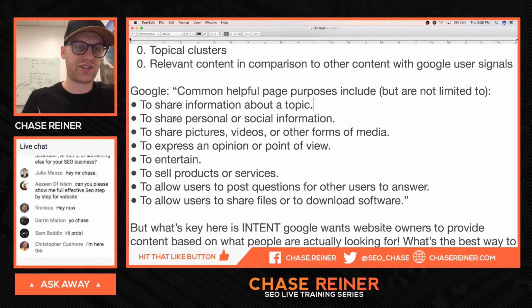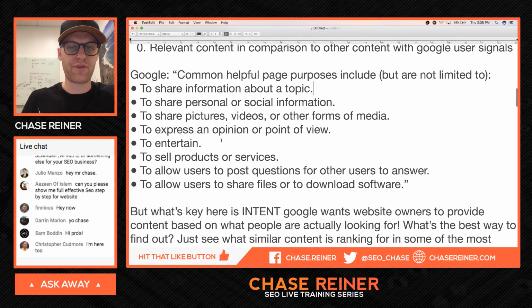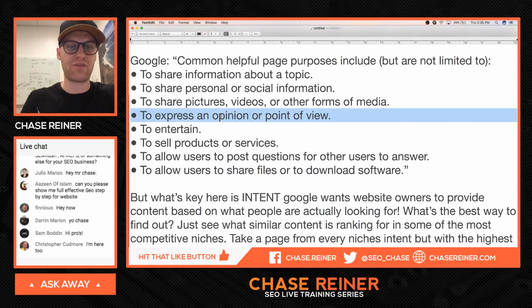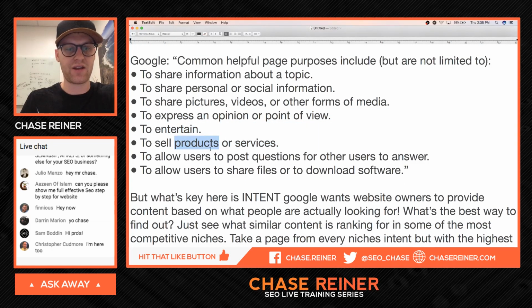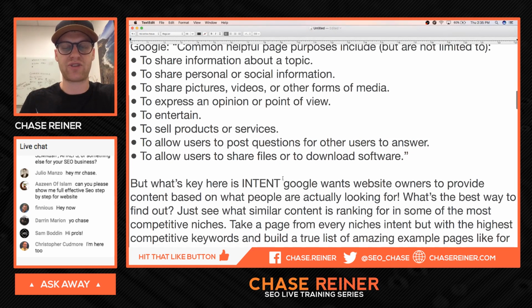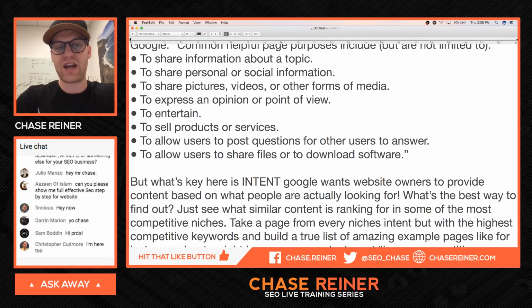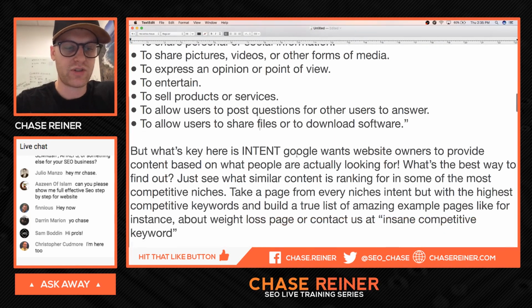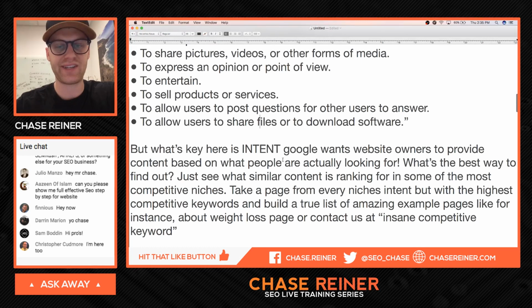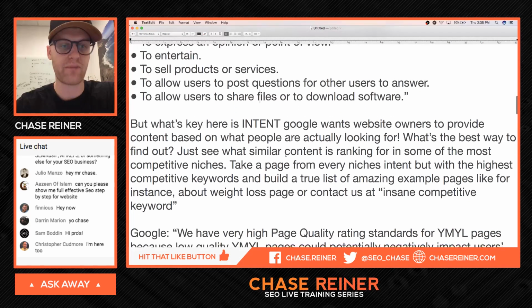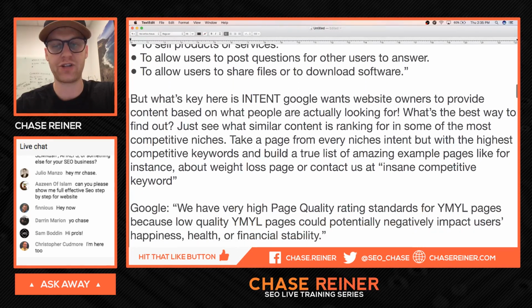So the next thing they say is to share personal or social information, to share pictures, videos, or other forms of media, to express an opinion or point of view, to entertain, to sell products or services, to allow users to post questions or for other users to answer, and to allow users to share files or download software. Now, these are all different intents that Google's showing here, right? So what I said is, what's key here is intent. Google wants website owners to provide content based on what people are actually looking for.